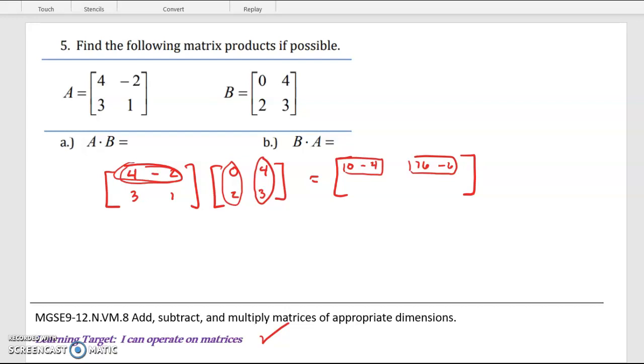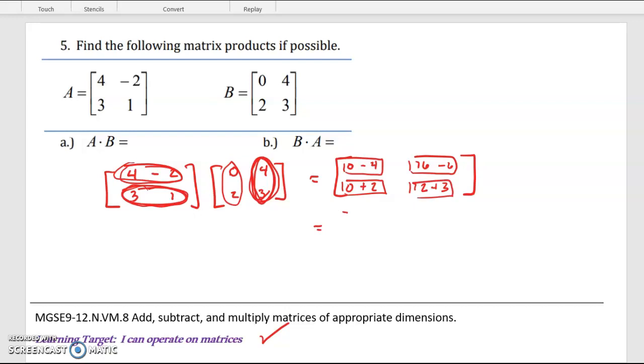per entry. Now we go to our second row, first column. 3 times 0 is 0. 1 times 2 is 2. We're going to add those. And then we have our second row and our second column. So 3 times 4 is 12. 1 times 3 is 3, and we add.